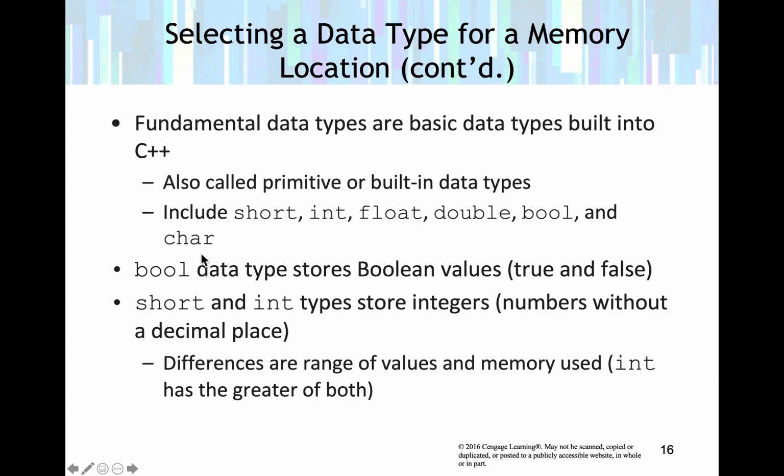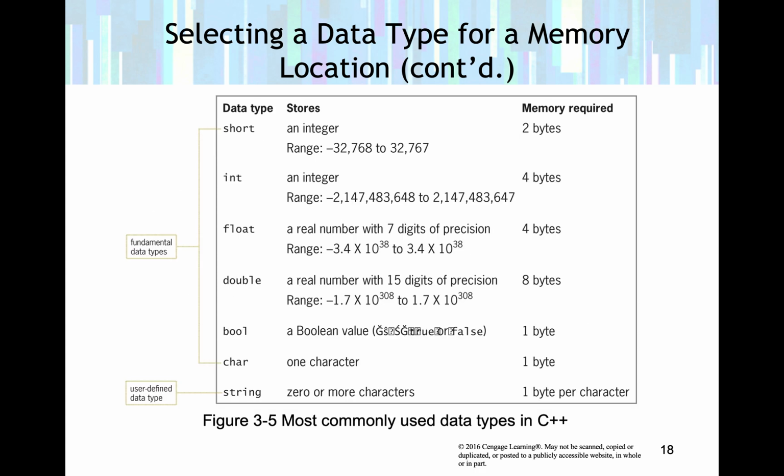So the data types are short and integer. A short is less than an integer. Integers are whole numbers. Let me see if I have a table. Yeah, here's our table. So you have a short, which is an integer, and here's the range. It goes from negative 32,768 to positive 32,767, and it takes up 2 bytes in memory. Remember that 1 byte equals 16 bits. So this is 32 bits.